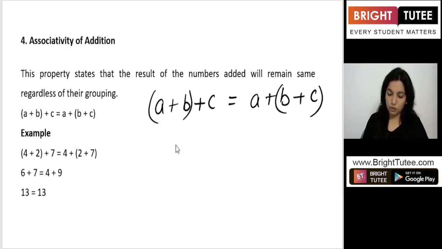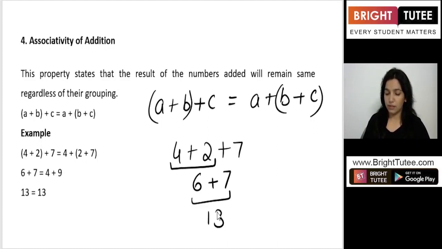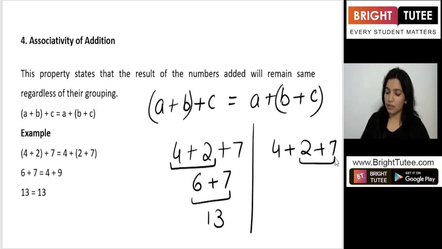We need to do 4 plus 2 plus 7. Let's try: what is the answer of 4 plus 2 at once, and then we'll add the answer to 7. So we know that 4 plus 2 is 6. And 6 plus 7 is 13, right? Now let's say we are doing 4 plus 2 plus 7, and now we are adding 2 and 7 at first. So the answer is 9, and we are left to add this with 4. So 4 plus 9 is again 13.